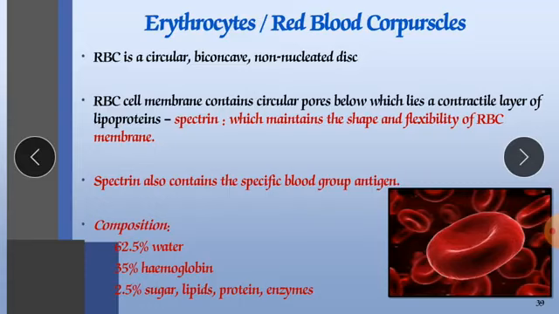Students, in today's lecture, we will continue the topic which has been started from last 3 lectures, that is blood. In blood, we will continue regarding the topic erythrocytes, red blood cells. RBC is a singular biconcave non-nucleated disc. Also, we have discussed its composition. It's 62% water, 35% hemoglobin and 2.5% sugar, lipids, proteins and enzymes.